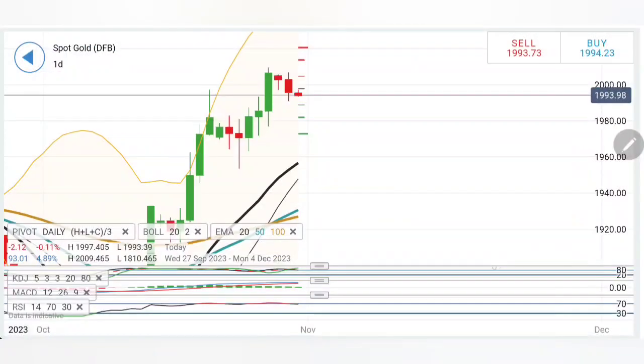And coming to the daily chart, see the rise, retracement, higher highs, higher lows.